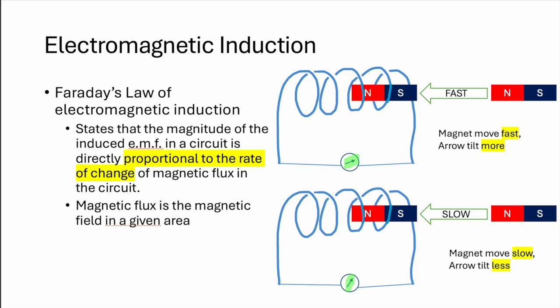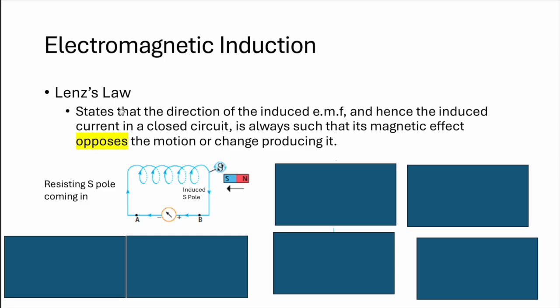And if you have the opportunity to actually play with this setup live, you will experience a resistance. That brings us to the next law, called Lenz's law. It says that the direction of the induced EMF, and hence the induced current in the closed circuit, is always such that its magnetic effect opposes the motion or change producing it. Okay, so it's a lot of words again, right?